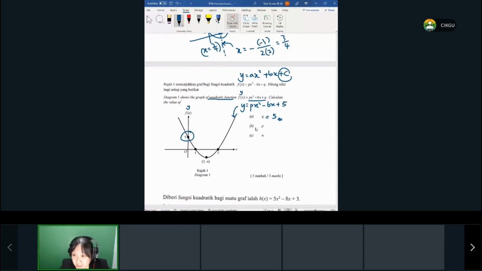Next, find the value of p. p is like the a, right? So look at this graph. Remember, a tells us the shape of the graph only. So this shape is a smiley face. That means the value of a, for this case p, must be a positive value. But that's all. We only know that it's positive, we don't know the exact value.